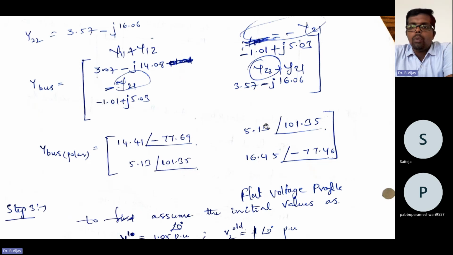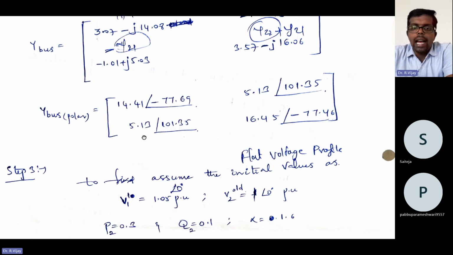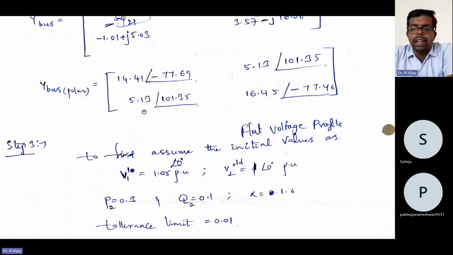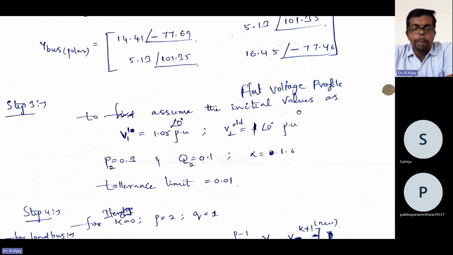Similarly here, 5.13 at the angle of 101.35. Similarly here, Y22 is 16.45 at the angle of minus 77.46. Next, step number 3.